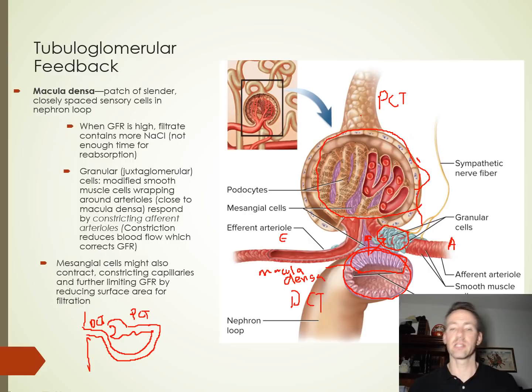And the mesangial cells, they can play a role in ultimately relaxing or constricting the capillaries of the glomerulus, therefore increasing or decreasing surface area for filtration.